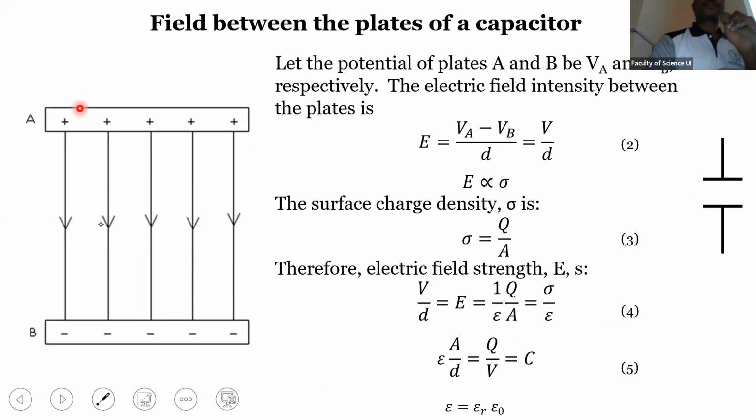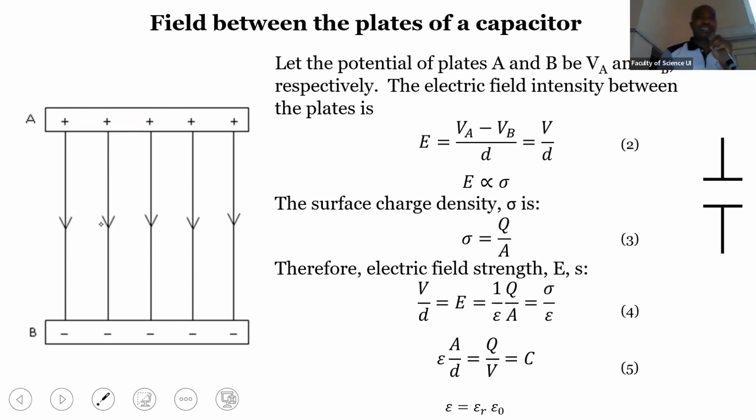So this is one plate, this is another plate. We've connected them to a potential difference power supply. So this is now at higher potential, the lower plate is at lower potential. And we would expect the electric field lines to point from the positive plate to the negative. So that's why we have the lines pointing downwards.